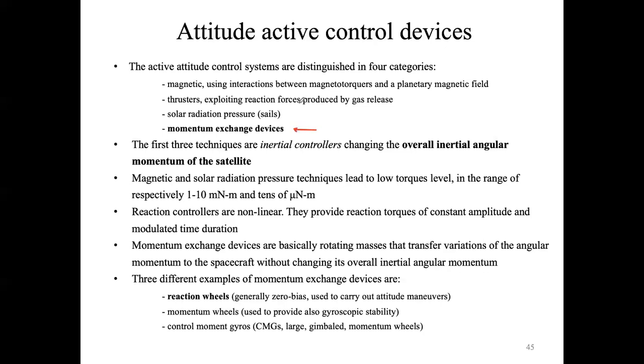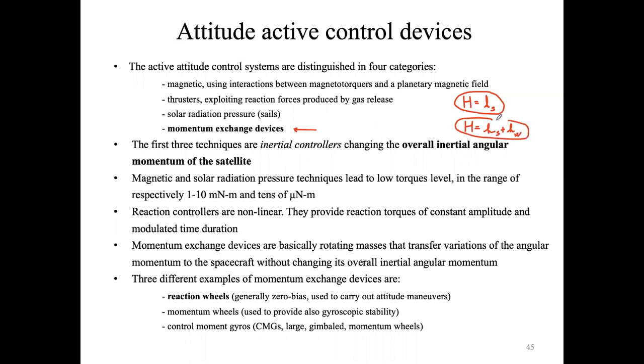The momentum exchange devices are based on the fact that now the angular momentum of the system, the total H that we've seen in the Euler equations, is not only HS, as for the thrusters. So basically, when you use thrusters, you are inducing torques directly on the spacecraft, and so you are changing directly the angular momentum of the entire system. The momentum exchange device, and in particular the reaction wheels, tends to change the angular velocity of the satellite, and so you have to take into account the angular momentum of the satellite and the wheel for the entire system.